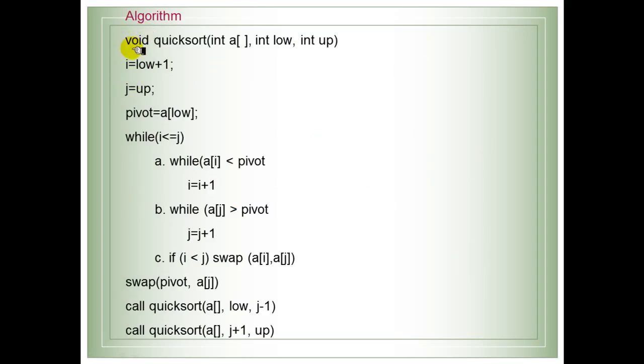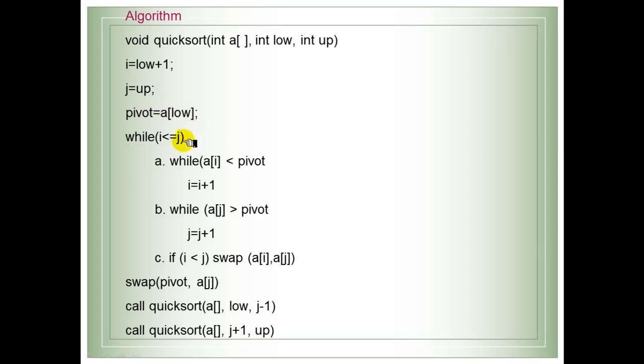So the algorithm for our quicksort is, the arguments it takes are an array, the lowest value, that is our starting value, and up, which is the end value. So we increment the low value, that is, we are going to compare the first and the next element. So we have I index with low + 1 and j as up. Then we are choosing a pivot element. So here we have taken the first element as our pivot element.